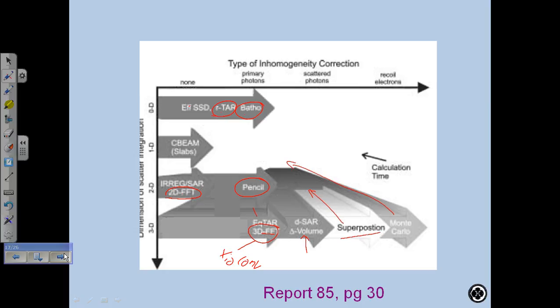I have another lecture, I think it's the next lecture, where we talk about algorithms. I'll get into the mathematics of the superposition algorithm and the convolution, and you'll see why that was more accurate from a mathematical standpoint.